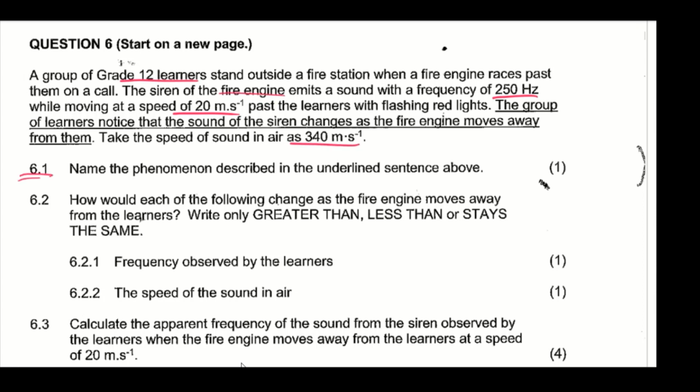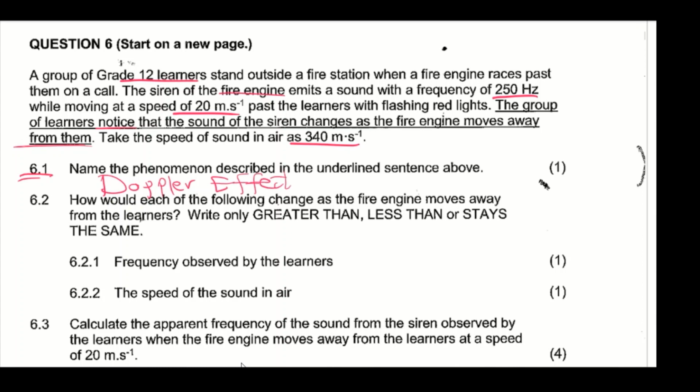So 6.1 says: name the phenomenon described in the underlined sentence above. The underlined sentence says that the group of learners notice that the sound of the siren changes as the fire engine moves away from them. So definitely we're talking of the Doppler effect, right?